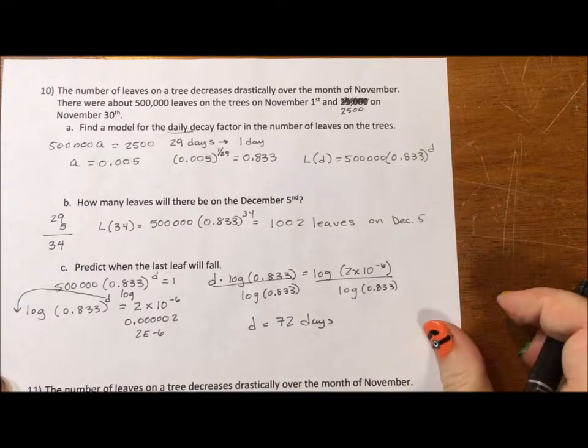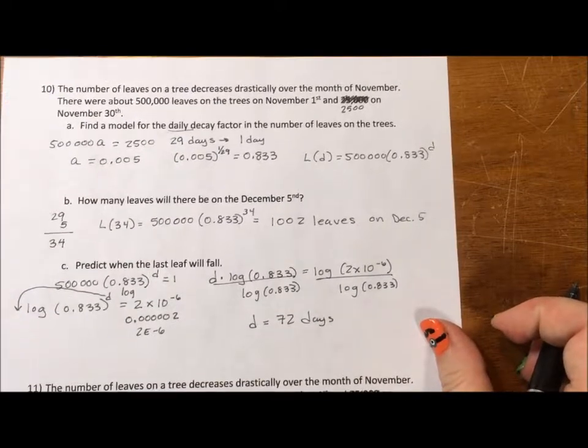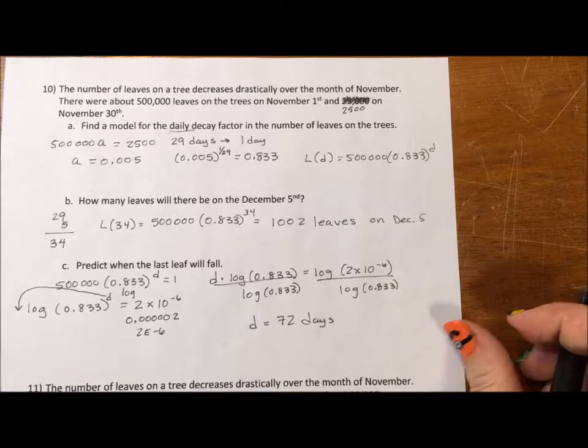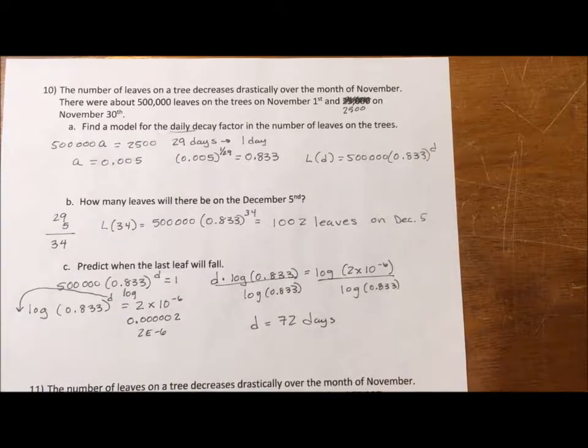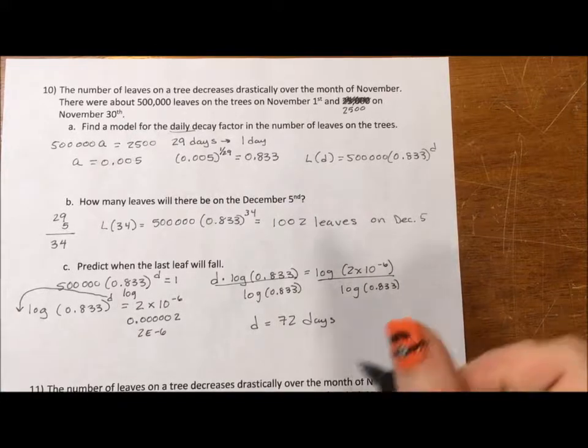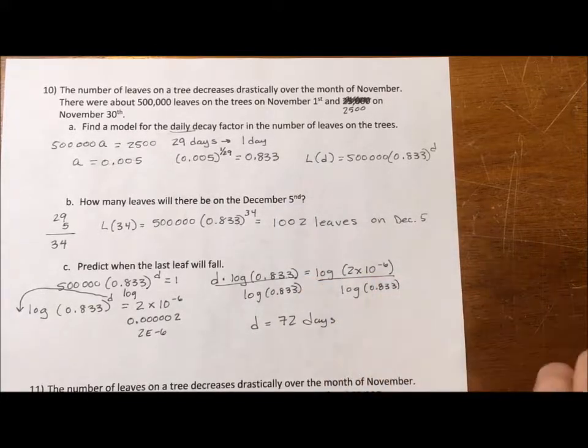So we have 29 days in November, 31 days in December, 12 days in January. So on January 12th, the last leaf will fall. We don't need to get that specific. We can say 72 days, unless your instructor says give a precise date. This for me would be good enough.